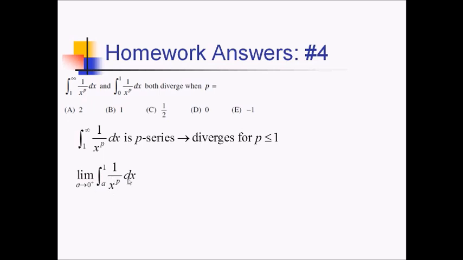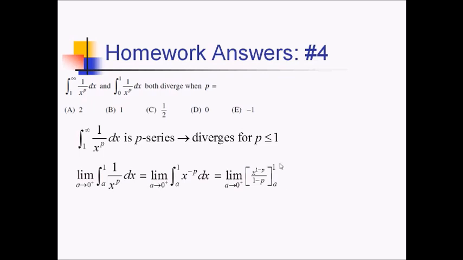And now let me go ahead and take my antiderivative. Before I do that, though, let me make this x to the negative p, just to make it a little bit easier to anti-differentiate. And now using my reverse power rule, this exponent bumps up to negative p plus 1, or 1 minus p. Dividing by that, I've got x to the 1 minus p over 1 minus p, evaluated from a to 1.